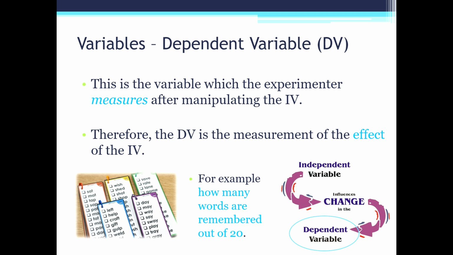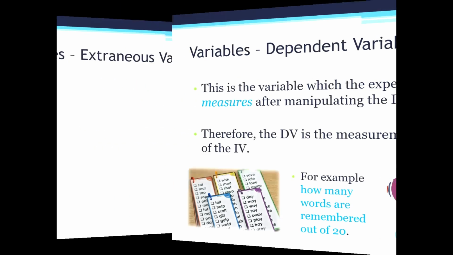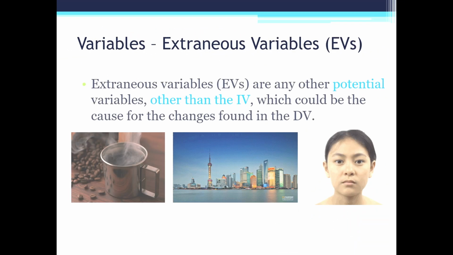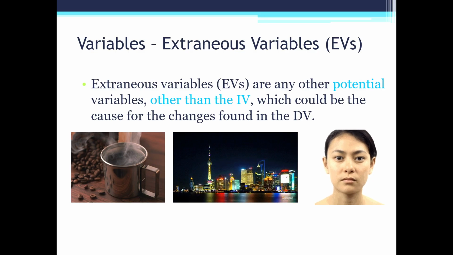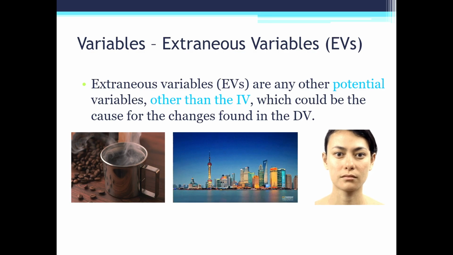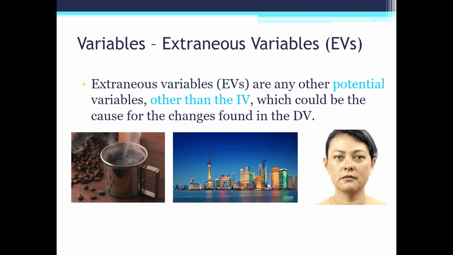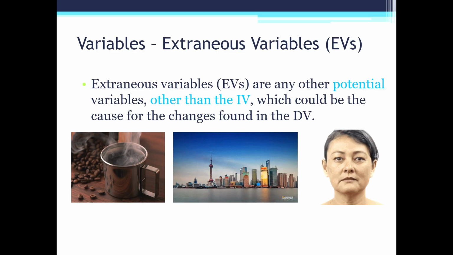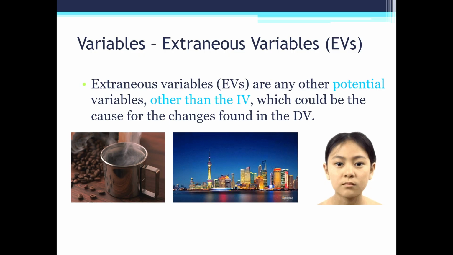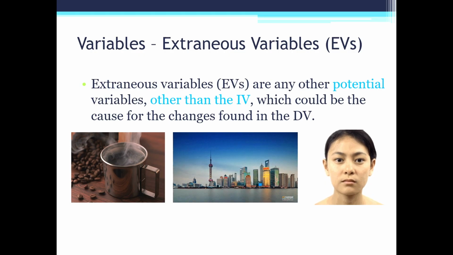Now, if we can't do that, it's usually because we've got some extraneous variables, some EV. So in science they call these control variables, but in psychology we call them extraneous variables. And they're extraneous because they're anything extra that's not the IV that could be changing the DV. So any other variables that could be affecting that DV, the thing that you're measuring, that isn't your IV.